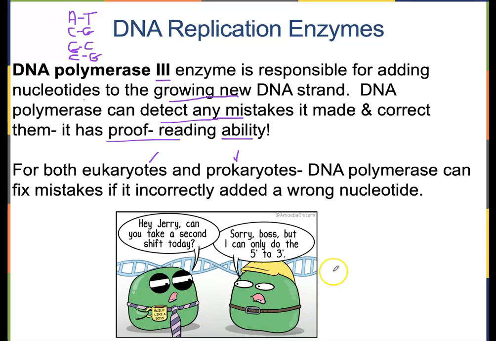And then in this case here, this cartoon, it says, "Hey, Jerry, can you take a second shift today?" "Sorry, boss, but I can only do the 5 to 3." So this is getting to the next idea, which is that our DNA polymerase enzyme is only able to add in this 5' to 3' direction. Meaning, remember that 5' end and the 3' end and how they're chemically a little bit different. DNA polymerase can't go both ways on the strand. It can only travel from 5' to 3'. Okay, so just keep that in mind.